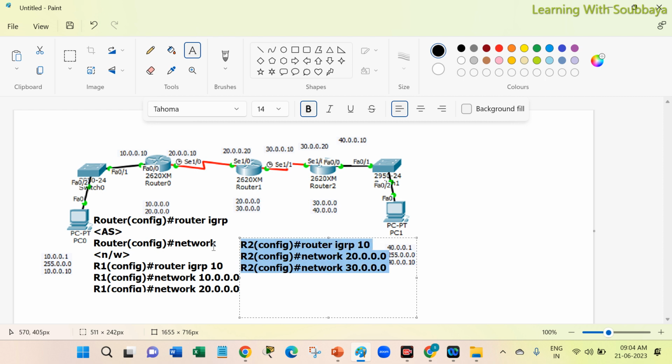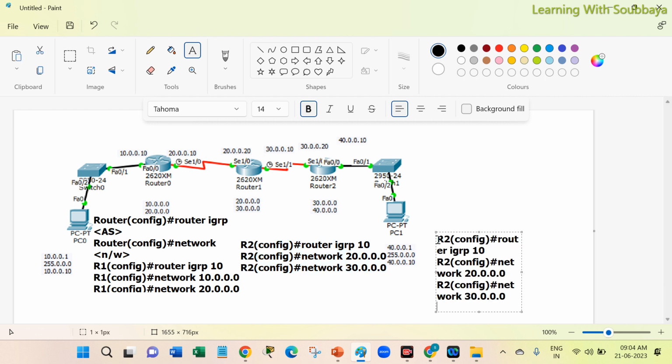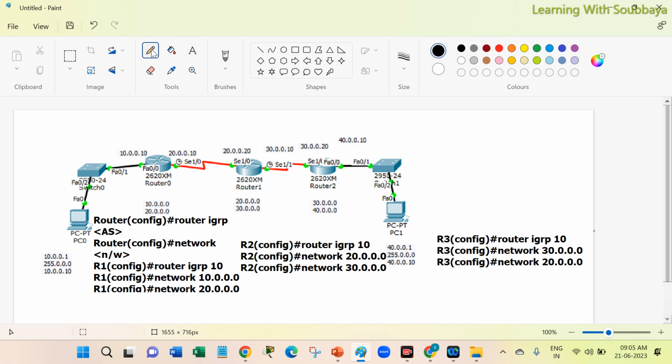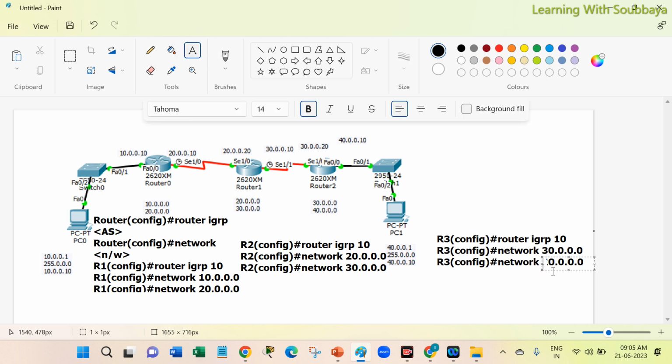Now the R3 router. How to configure R3? On the R3 router we have the 30 and 40 networks. Now we understood that 10 and 20 are available on R1, 20 and 30 are available on the R2 router, and 30 and 40 are available on R3.